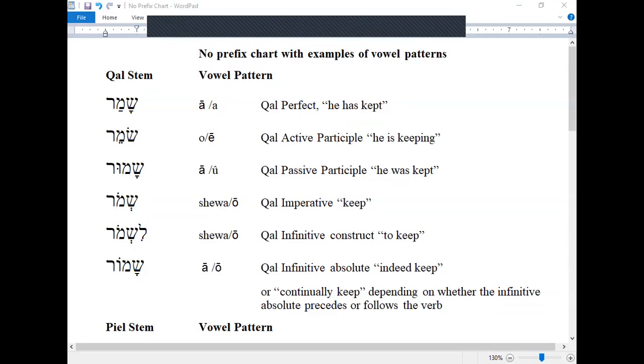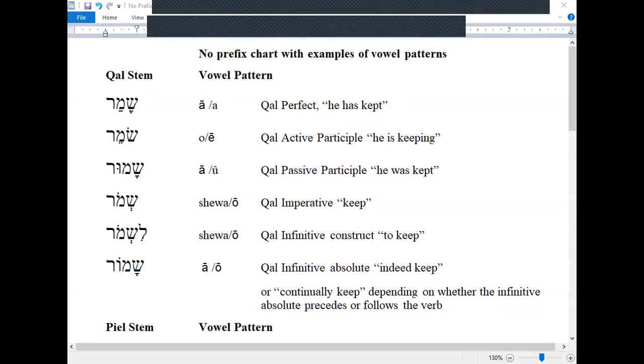And then we have what is called a Qal infinitive absolute. And basically, the vowel pointing for that is the long A followed by the long cholam vav, shamor. And notice we have the A-O with the long A in the qamets and the cholam vav in the final syllable, the final vowel, shamor.